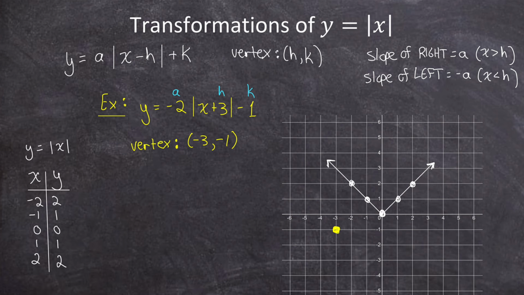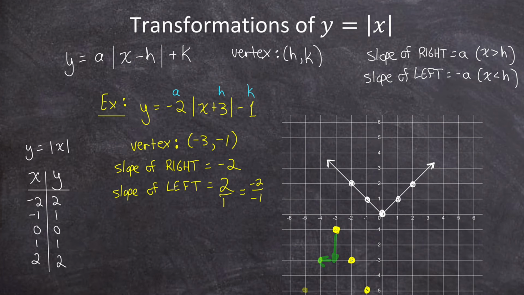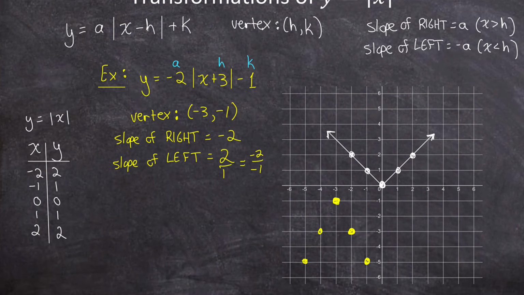I could plot that. And then this a value is going to tell us about the slope of the function. It'll tell us about the slope of both the right and left side. The slope of the right side is just equal to the a value, -2, and the slope of the left is the opposite of the a value, so +2. So from the vertex to graph the right side, I'll use the slope of -2, meaning down 2, right 1. And then the left side has a slope of +2, which is 2 over 1, or to help me graph this, I'll think of it as -2 over -1, meaning down 2, left 1. And then I can connect those points, and I have the graph of my transformed function. Notice this function has shifted left 3, down 1, it's been vertically stretched, it's thinner, and because a is negative, it's also been vertically reflected.